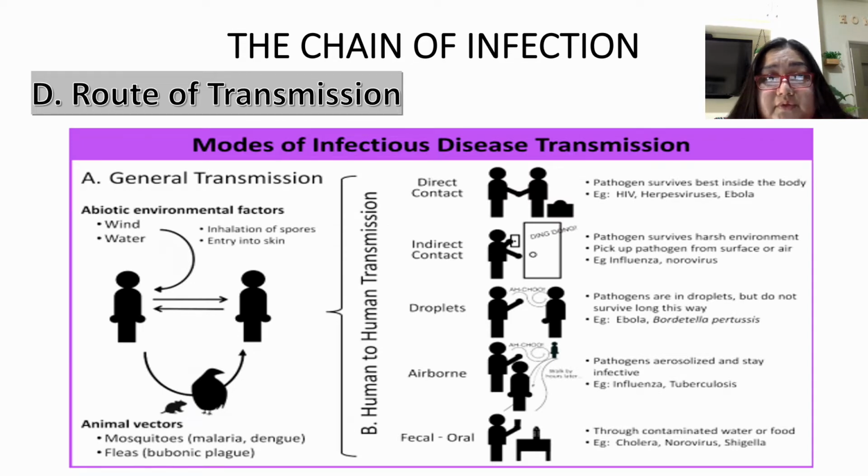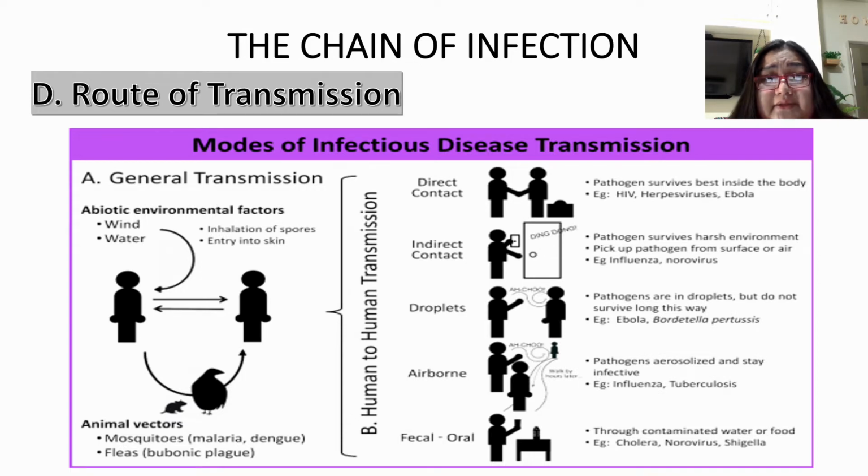Let us first look on letter A, general transmission. Pathogens can be transferred by environmental factors, such as wind and water. They can also be transferred from animal vectors, such as mosquitoes and fleas. Animal vectors also can further spread the disease through migration. For example, if carried by birds or fish.